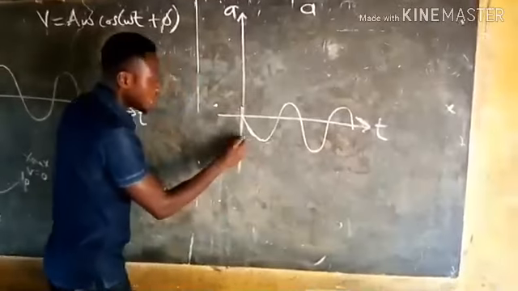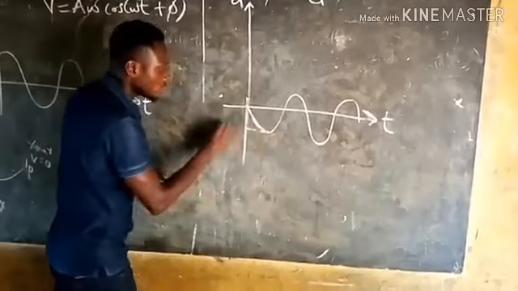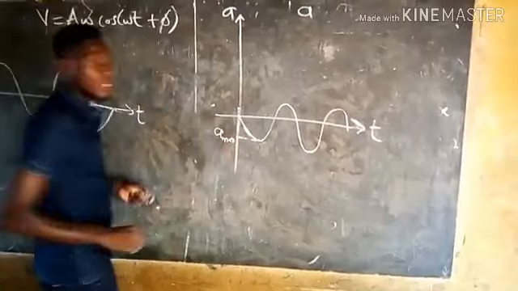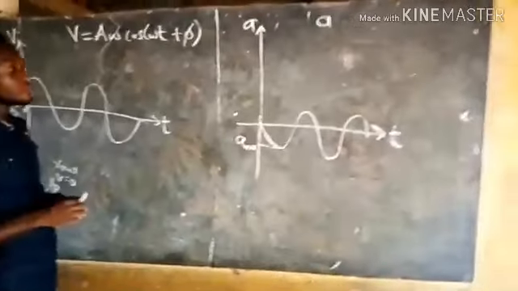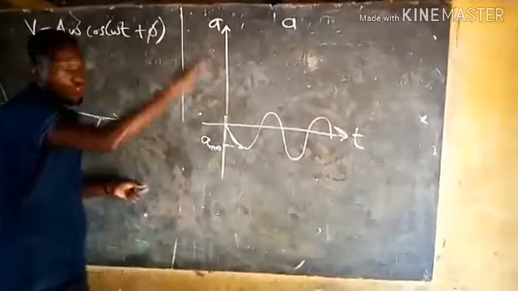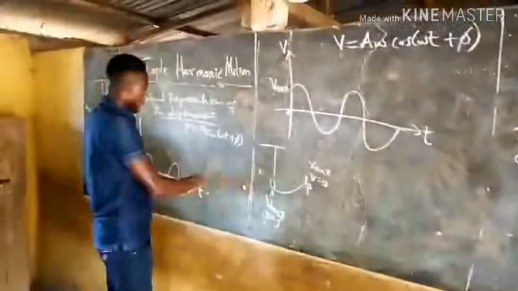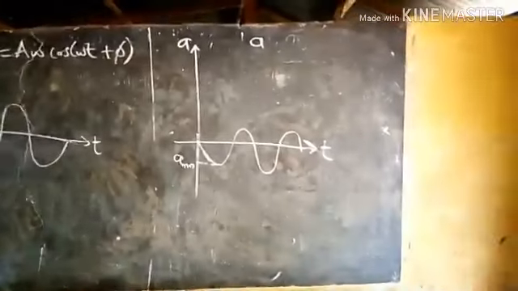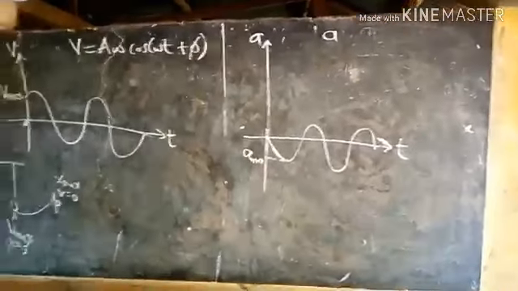So there is the graphical representation of acceleration. So it's going to have maximum acceleration at that side. It is in opposite direction. So if this is the displacement, the opposite of this will give you the graphical representation of acceleration for a body undergoing simple harmonic motion.